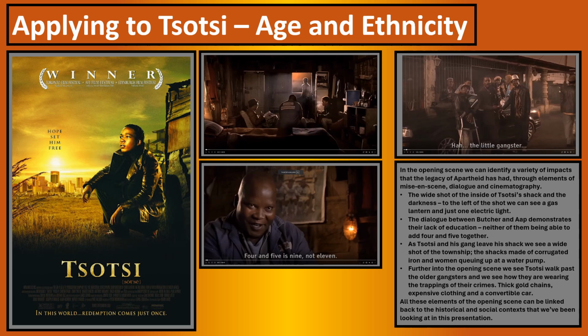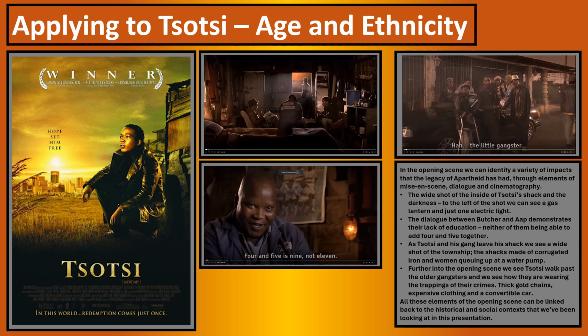Further into the opening scene, we see Tsotsi walk past the older gangsters, and we see how they're wearing the trappings of their crimes, thick gold chains, expensive clothing. They're all hanging round and leaning on this convertible car. And this demonstrates that legacy of apartheid and linking it to the violence and how crime and violence are a way out of poverty for young male black Africans, because they don't have access to other opportunities.